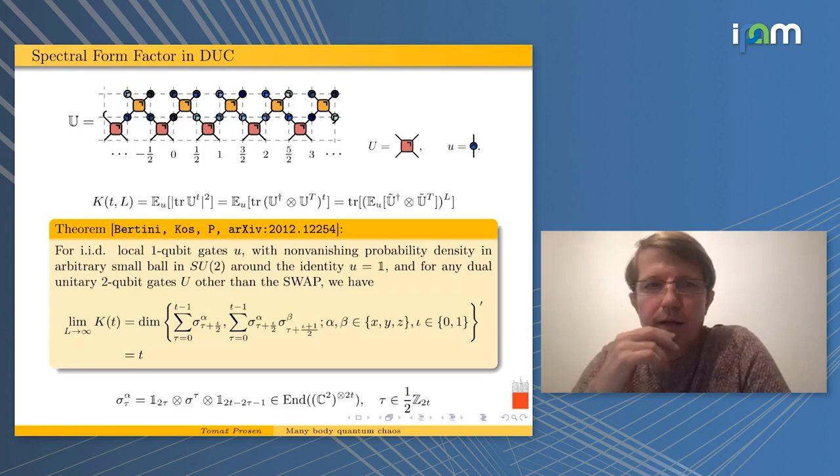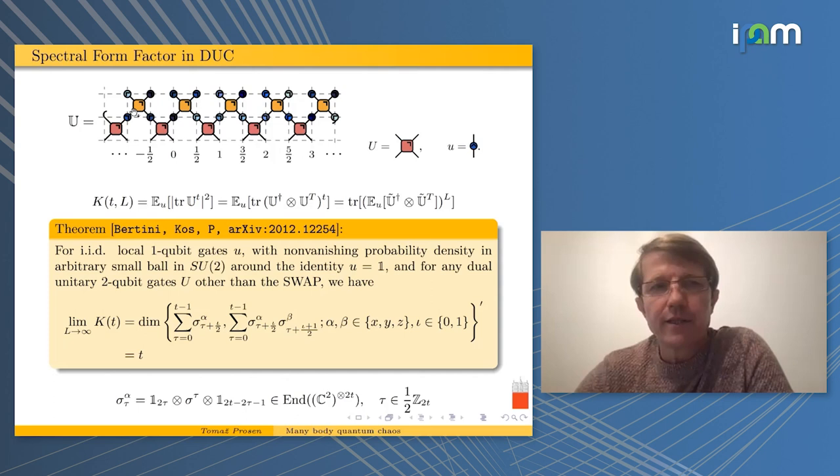Imagine now you have a generic dual unitary circuit, which, for concreteness, you can think of as generated by a translation invariant pair of gates. I denote here by the red and orange gates. They could be different in the two half time steps. And then you compose them by random SU2 gates or SUD gates or UD gates, if you want. These are local qubit gates, which are unitary but random. Now, the statement is the following.